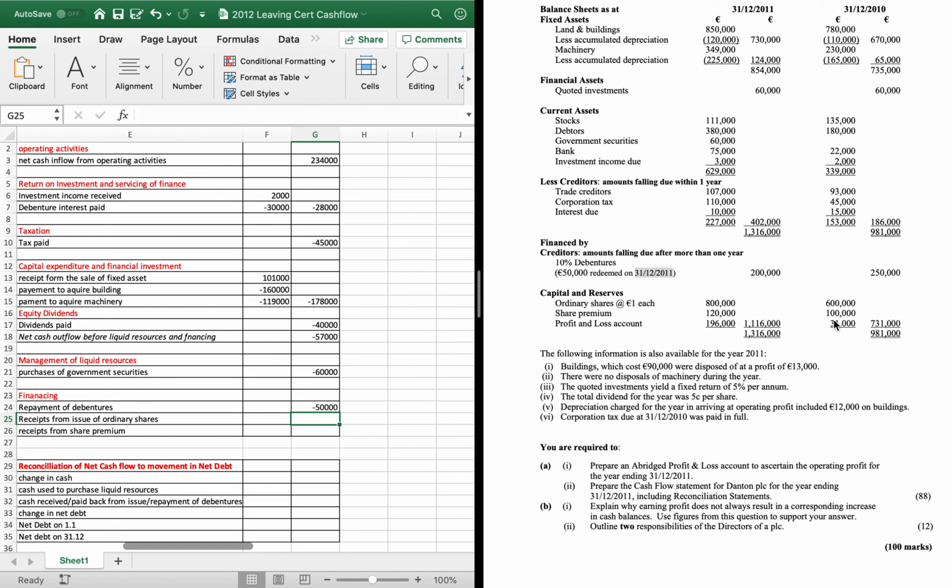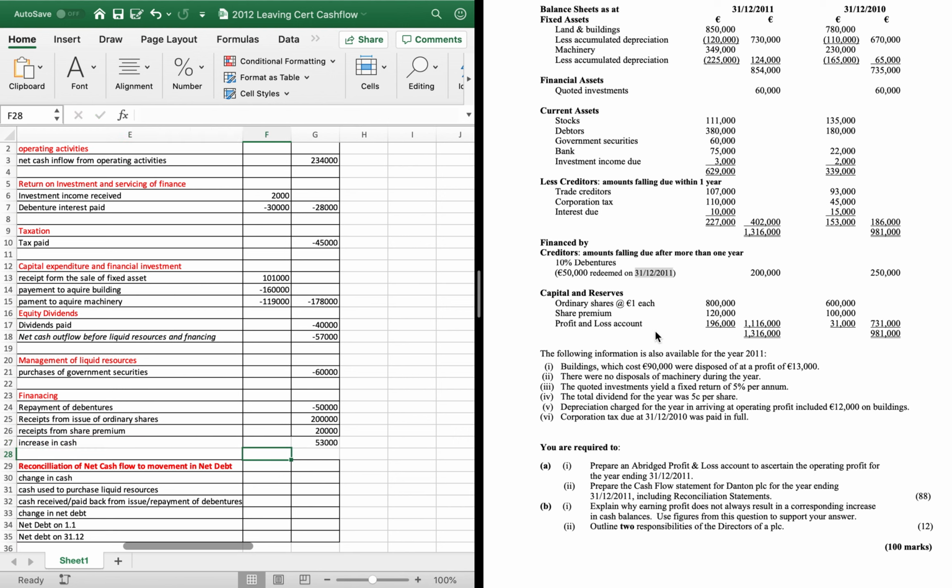Share capital can really only go up. So 600,000 up to 800,000. We've sold 200,000 of the shares in our business, and we've gone from a share premium of 100 up to 120. So that's another plus 20,000. So our overall position, go from net cash inflow down to the bottom, is an increase in cash of 53,000. It's a plus, therefore it's an increase.